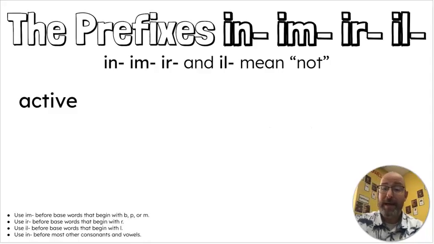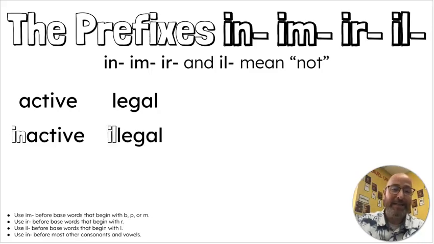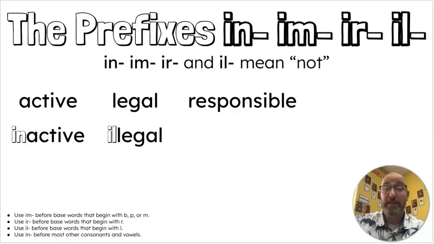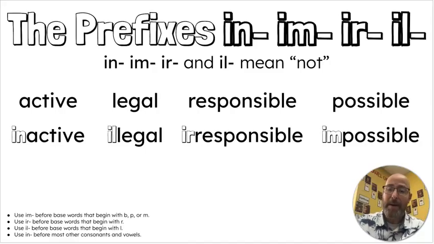Let's try a few, and then we'll end this lesson. If something is not active, what's it going to be? Look at our rules. Inactive, that's right. What if it's not legal? Illegal is correct. What if it's not responsible? Irresponsible is correct. And our last one, what if something's not possible? It is impossible.